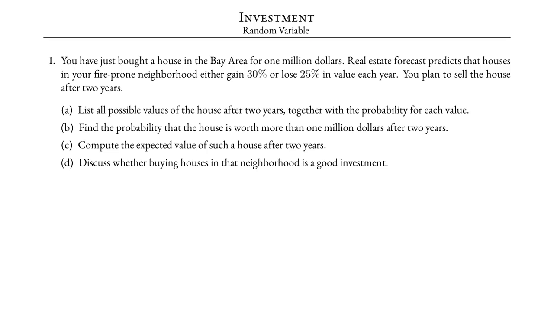Investment. You have just bought a house in the Bay Area for $1 million. Real estate forecast predicts that houses in your fire-prone neighborhood either gain 30% or lose 25% in value each year. You plan to sell the house after 2 years. List all possible values of the house after 2 years, together with the probability for each value.